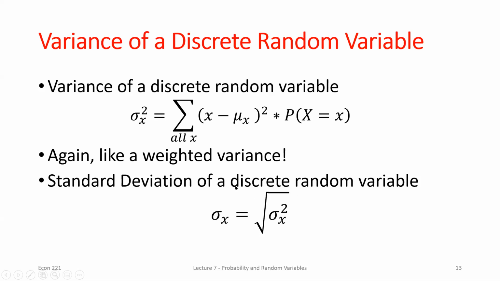Just like always, standard deviation. Once I find my variance, how do I get my standard deviation? I simply take the square root, okay? So the same principles apply as before. Really, it's just a weighted variance, but a little bit easier. We don't have a denominator to worry about now, okay? Any questions on this before we keep moving?